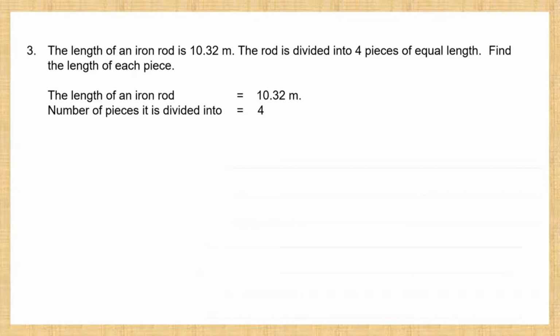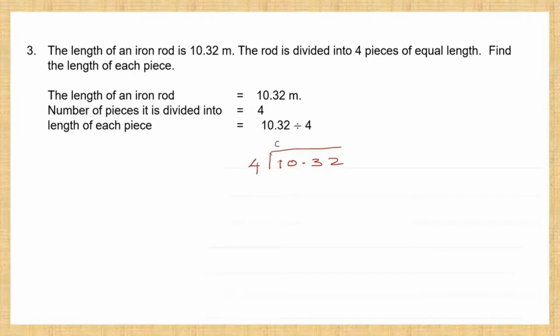To find the length of each piece or one piece, we need to divide. So to find the length of each piece, let's do division. So let's start 10.32 divided by 4. So remember, for division, you do not ignore the point. You carry on with the point in its same place. So let's start division by 4.